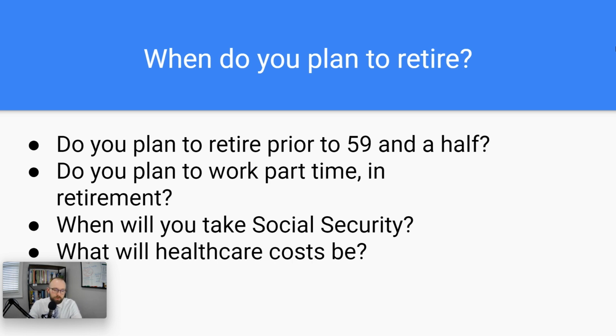The next two kind of go hand in hand with, do you plan to work part-time, and when do you plan on taking Social Security? So do you see yourself working part-time between when you retire and when you start taking Social Security? Do you see yourself taking Social Security prior to your full retirement age, or do you see yourself waiting until maybe age 67 or 70 to take Social Security? Those are really going to play key factors in what you need to think about, because if you end up working part-time and say you pull Social Security early, you can actually see your Social Security check get deducted based on how much you are earning from that part-time position.